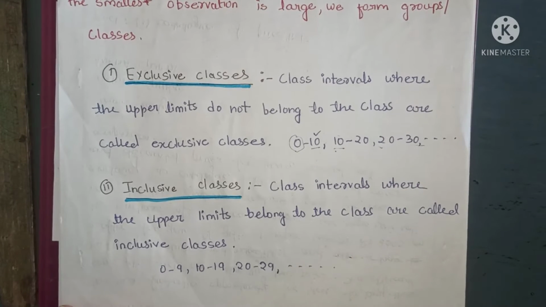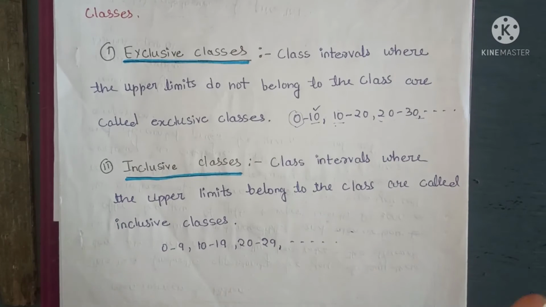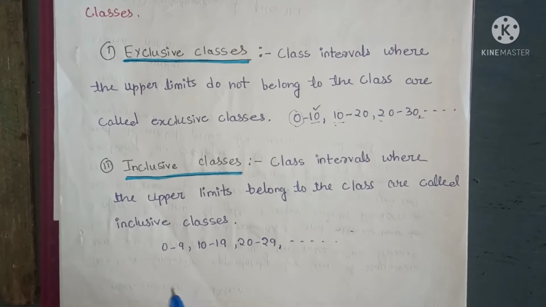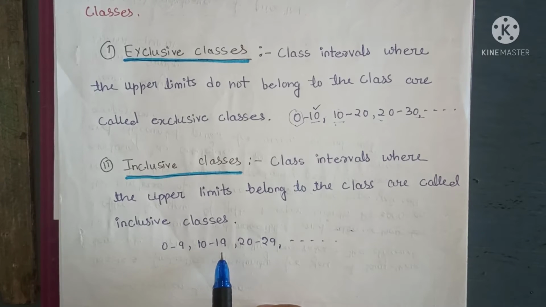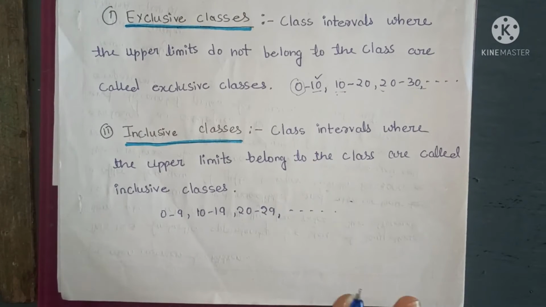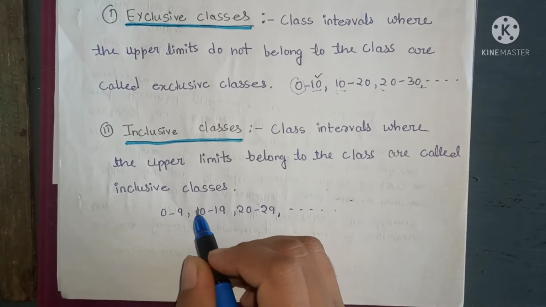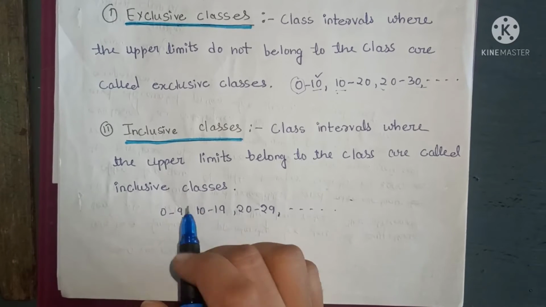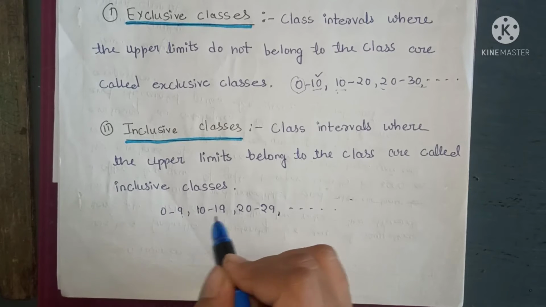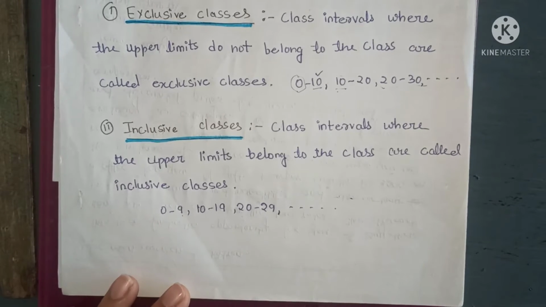Now what is an inclusive class interval? In inclusive class intervals, the upper limits belong to the class. For example, 0 to 9, 10 to 19, 20 to 29. So here you can see there is a break in the class interval. After 9, it is not repeating again. So 0 to 9, all numbers are included in this class interval. 10 to 19, all numbers are included in this class interval.